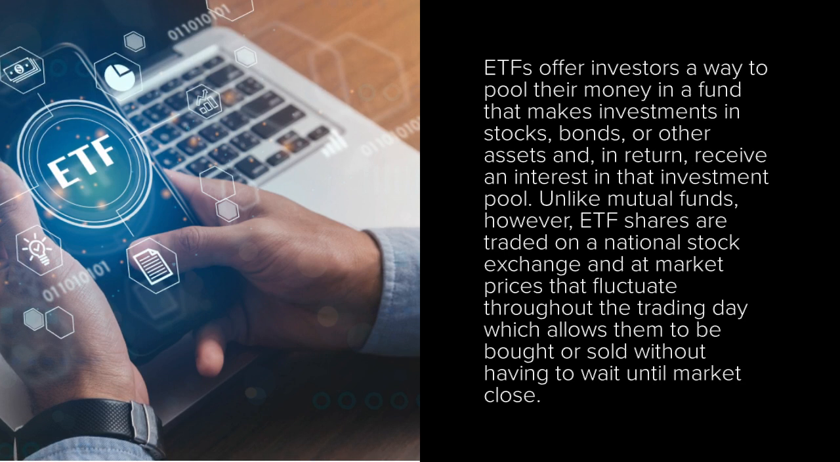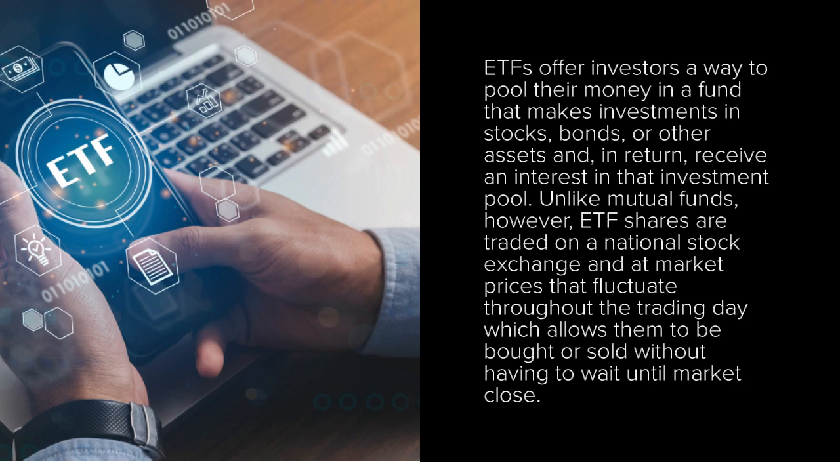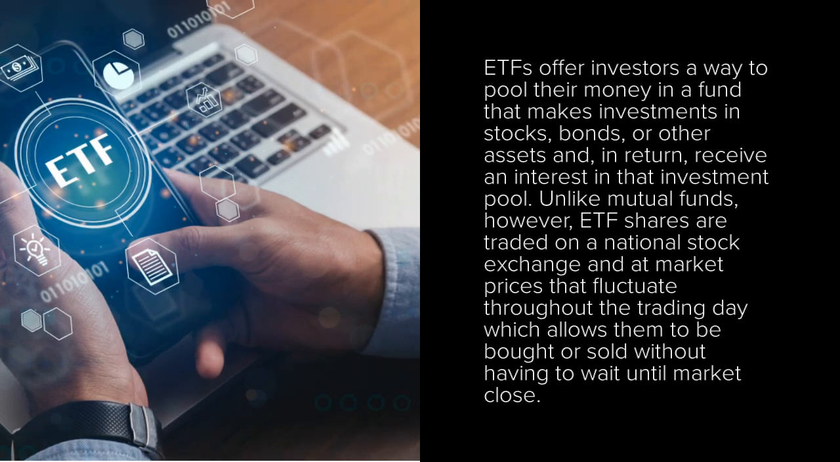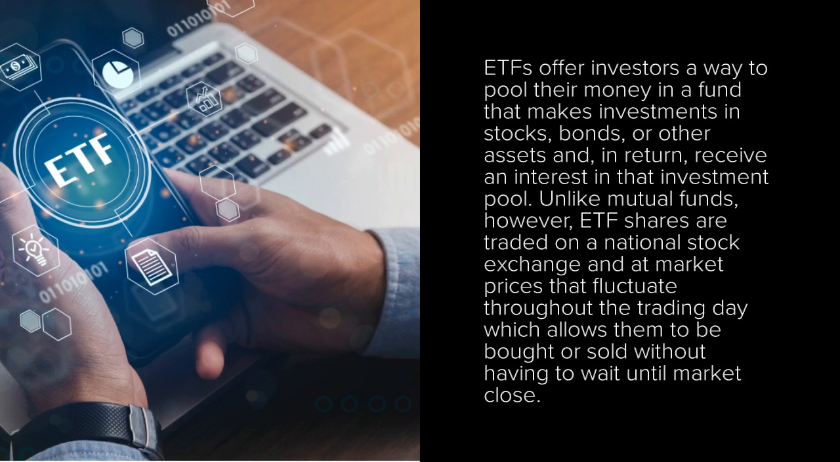That intraday trading feature allows ETFs, exchange traded funds, to be traded throughout the day without having to wait until the market closes to redeem or sell your ownership shares in that particular investment. In describing an ETF, I've often heard it termed as the love child or offspring of stocks and mutual funds, as it embodies some of the best features that each has to offer.